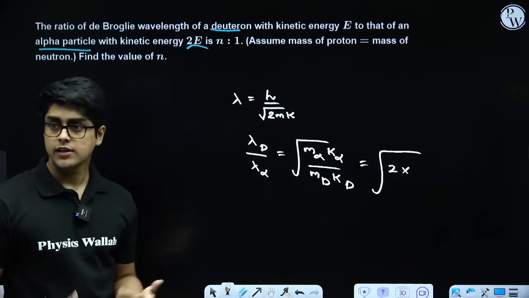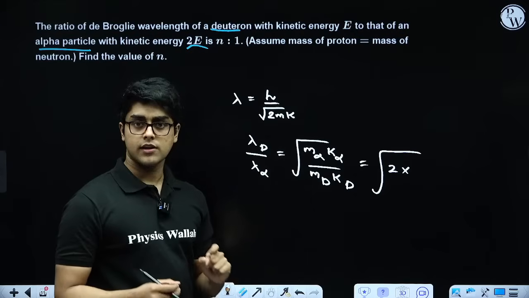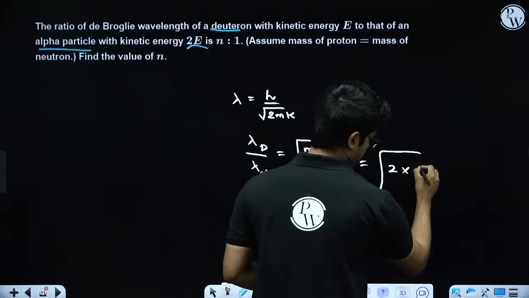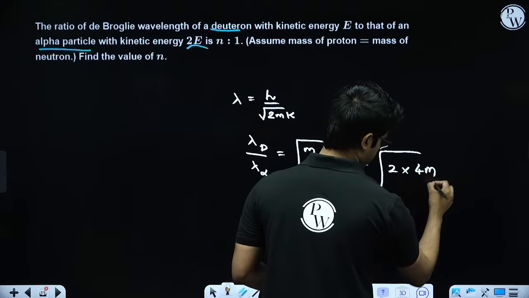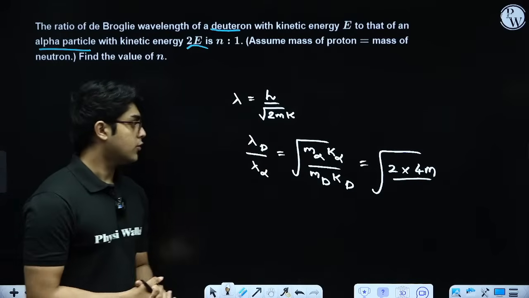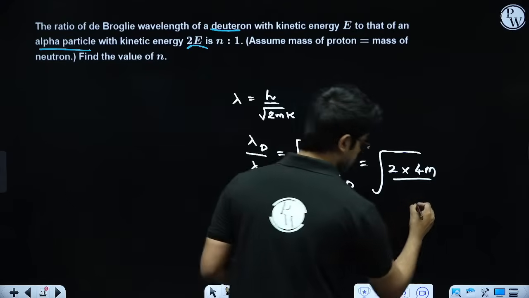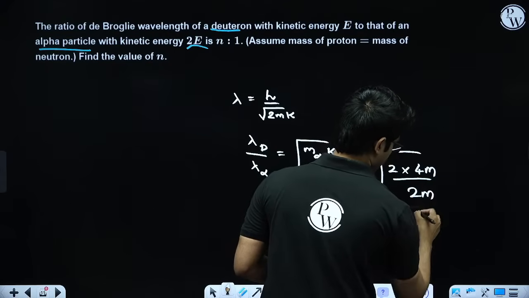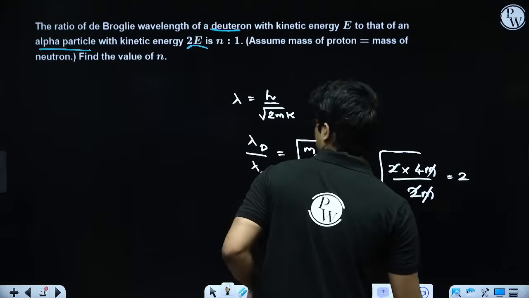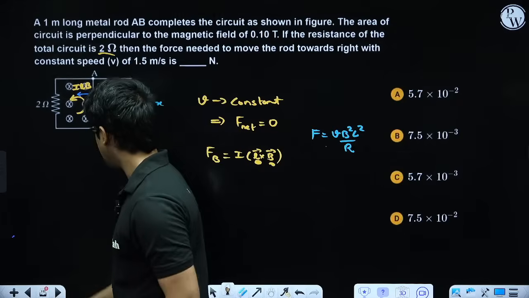Mass of alpha particle is going to be 4m, because the helium nucleus consists of 2 protons and 2 neutrons. So the mass of alpha particle, we'll consider it as 4 times the mass of a proton divided by the mass of deuteron. So deuteron, nucleus of deuterium, has 1 proton and 1 neutron. So its mass, we'll consider it as 2m. Okay, so now this cancels out. Square root of 4 is simply 2. So the ratio will be 2:1. Okay, so the answer for n will be 2.